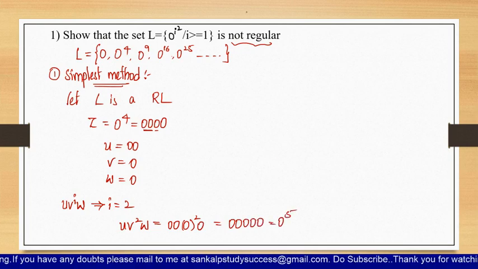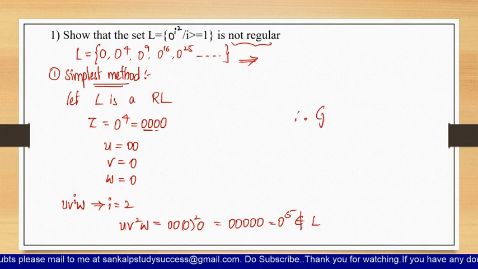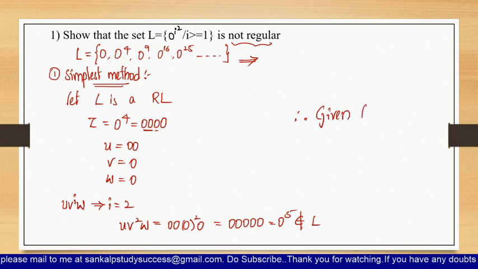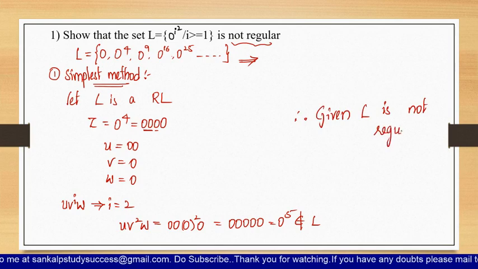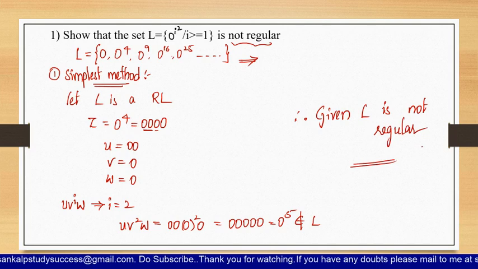Here 0 power 5 does not belong to this L, right? There is no 0 power 5 in it. So it does not belong to L. Therefore the given L is not regular. In this way, we show that the given language is not a regular language. So this is what we have solved using the simplest method.